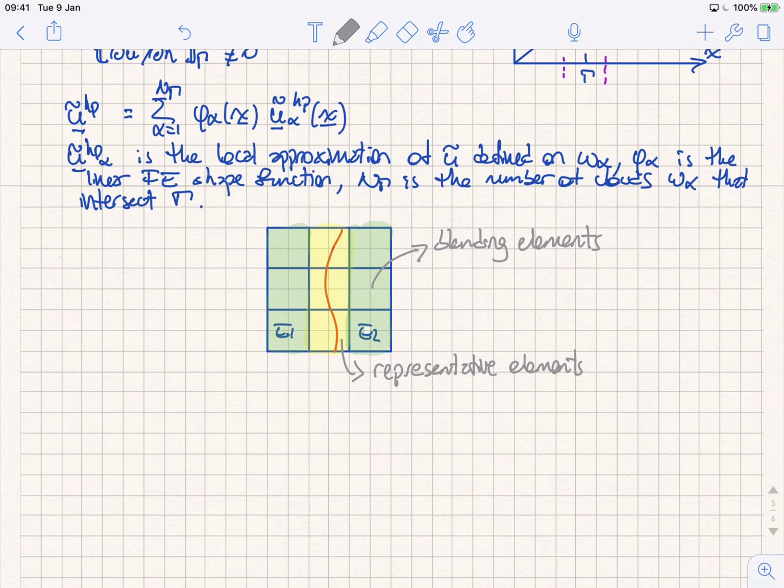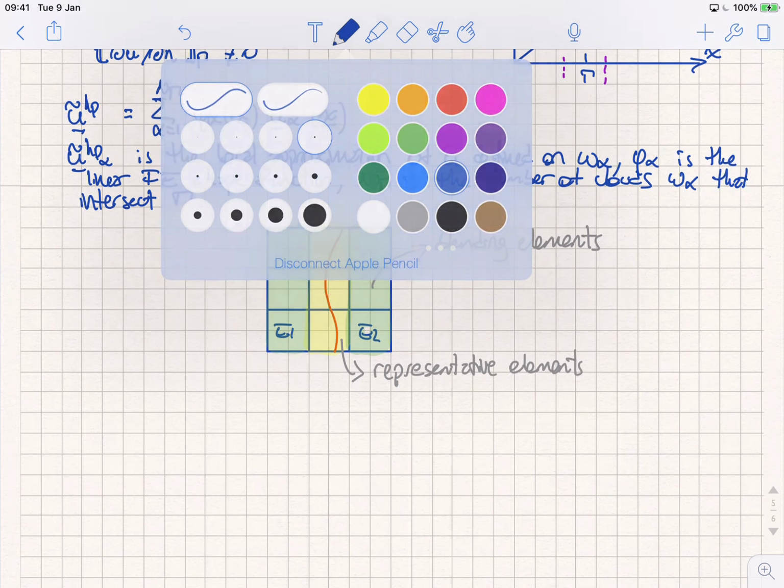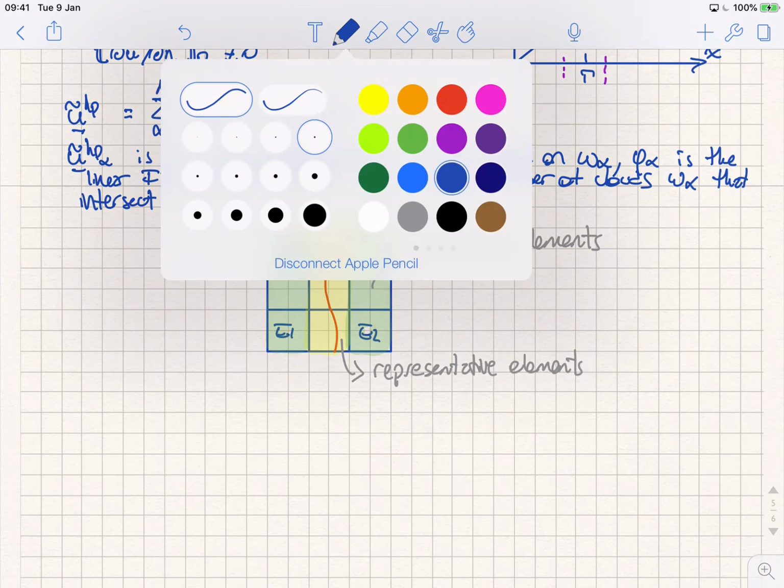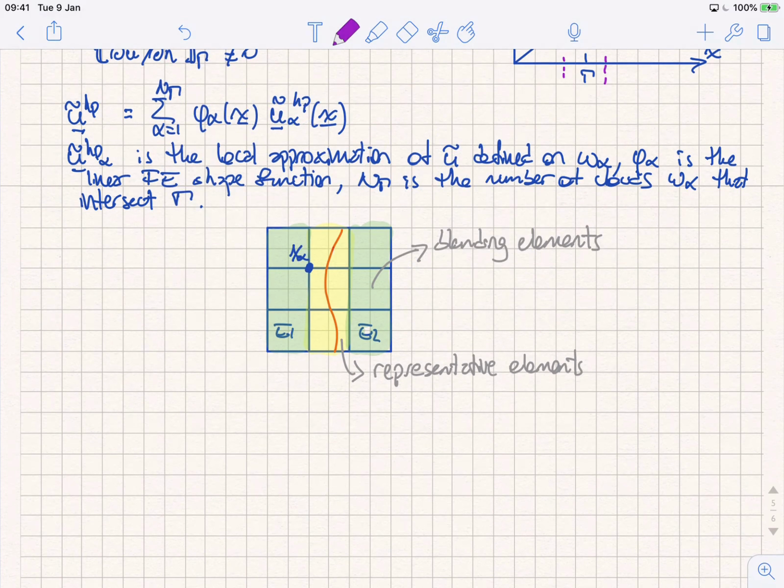I just want to get down some notation here. Remember that if we're looking at a node like this, which we called X_alpha, and I want to draw what would be the support of that, we're talking about all that stuff here. This is the support of W_alpha.